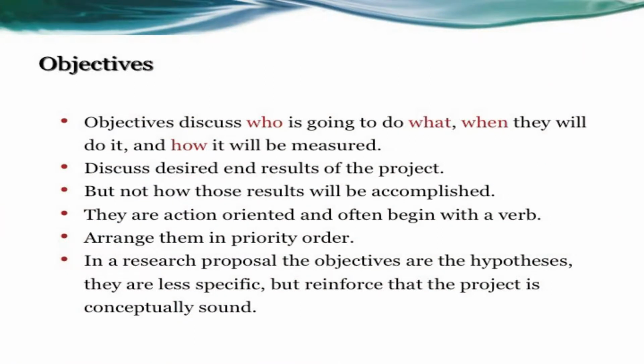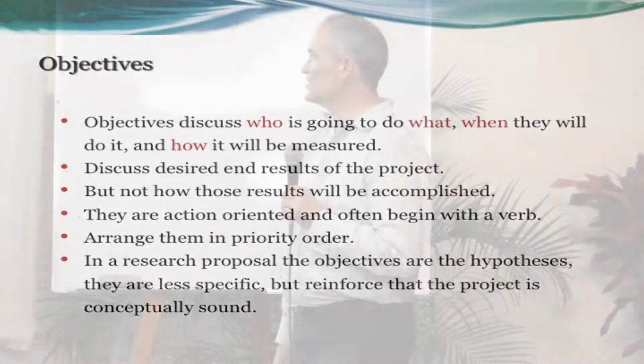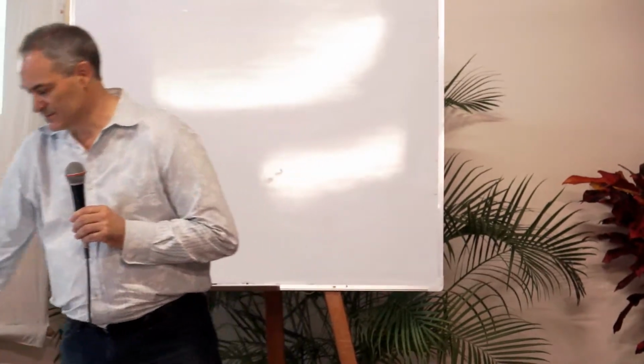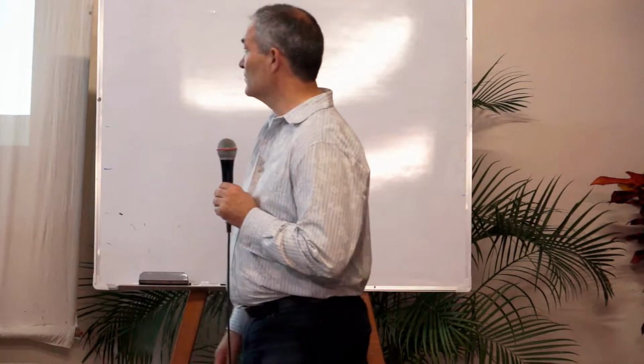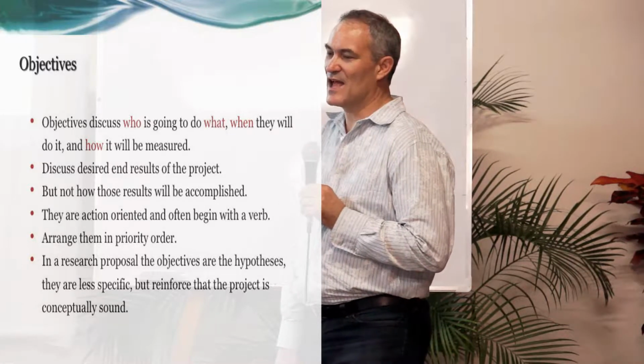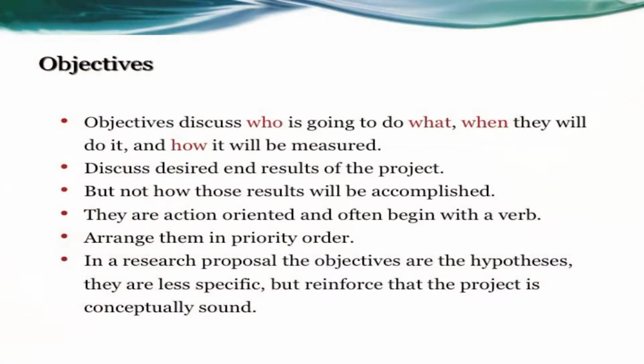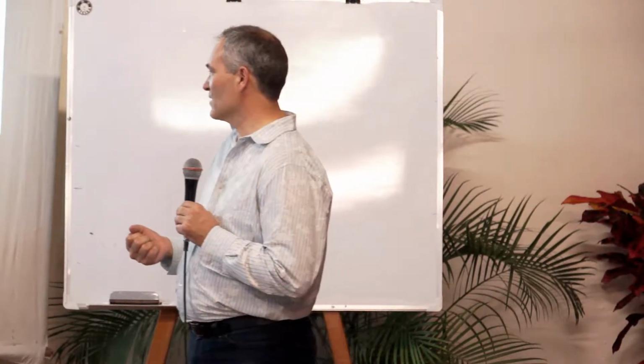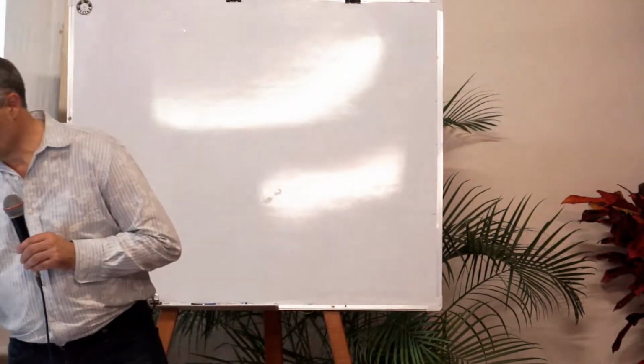It also has to support the desired end results of the project. So the objectives have to be closely aligned to the goals. But the objectives are not how those results will be accomplished, it's really the task and how to do it. The goal is how we're going to accomplish them. So these are really action-oriented and usually start with a verb, as I said, on who's going to do something or what's going to get done. So these are action-oriented and measurable.